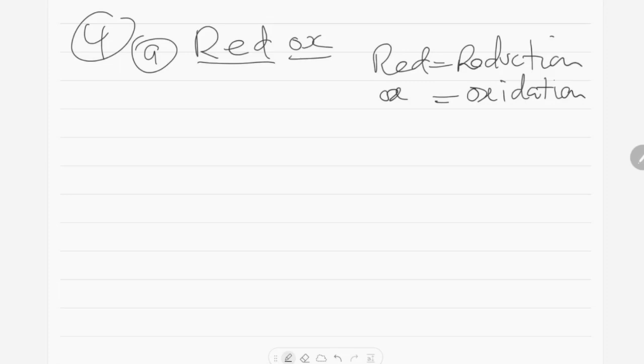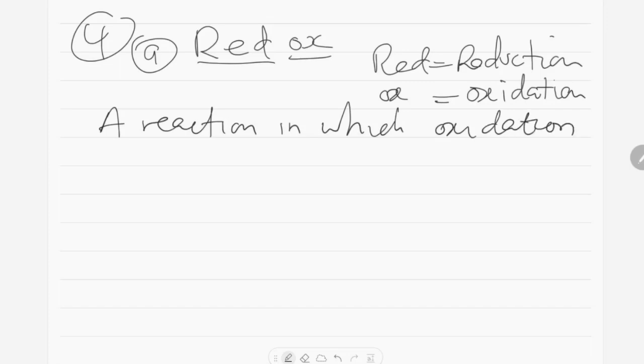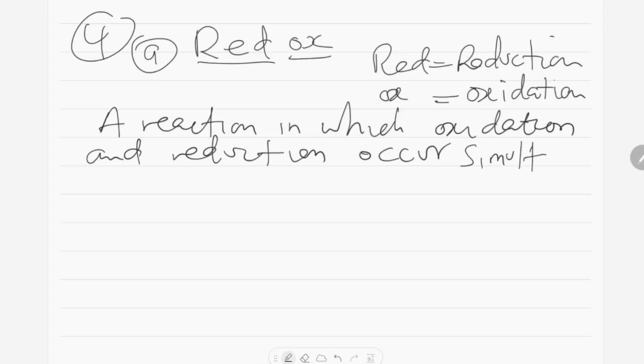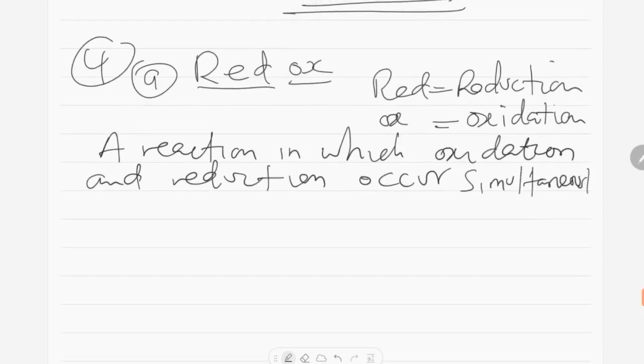So a redox reaction is simply a reaction in which oxidation and reduction occur simultaneously. Yes, occurs simultaneously.